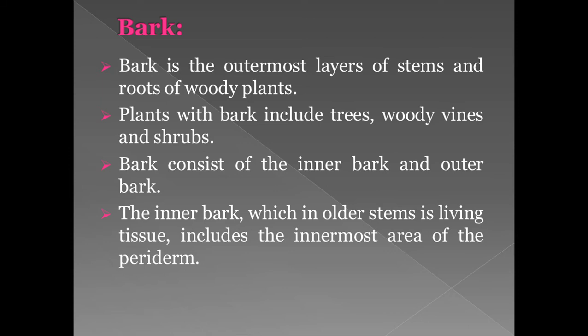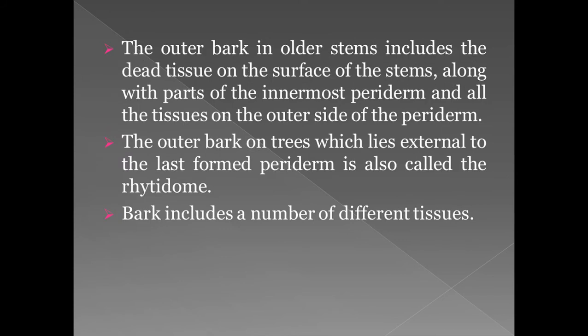The inner bark, in older stems, is living tissue and includes the innermost area of the periderm. The outer bark in older stems includes the dead tissue on the surface of the stems along with parts of the innermost periderm and all the tissue on the outer sides of the periderm. The outer bark on a tree, which lies external to the last formed periderm, is called the rhytidome, and bark includes a number of different tissues.